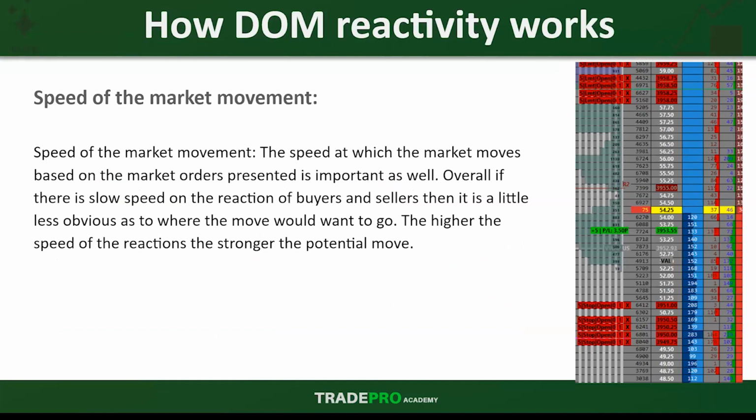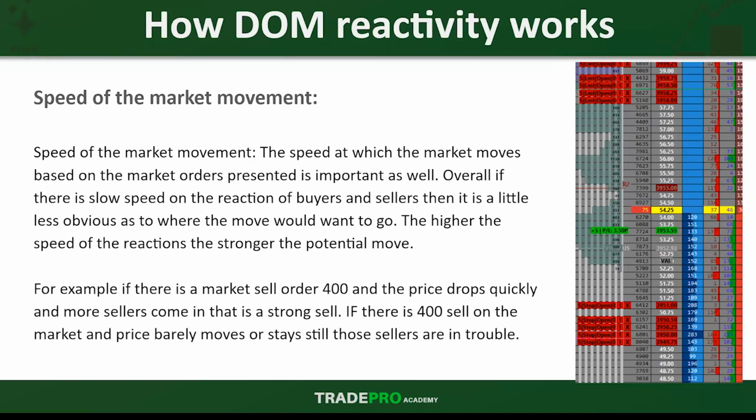The higher the speed of the reactions, with the larger the orders, the stronger the potential move and the stronger the directionality on the DOM is. Again, an example. If we have a market seller that comes in at 400 and the price drops super quickly and more sellers continuously sell, even if they uptick back into those sellers and they keep just slamming it, sell, and it downticks aggressively, that would push the price lower. You're expected to see a larger drop in the market.